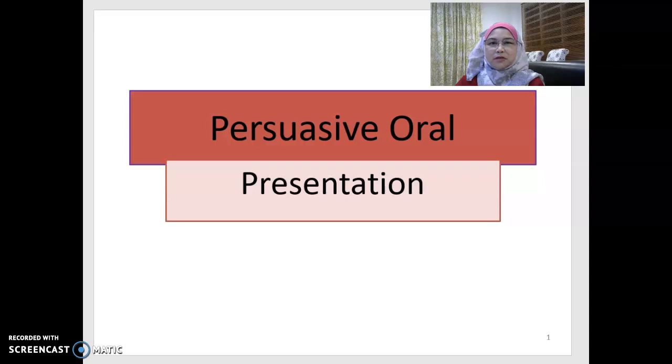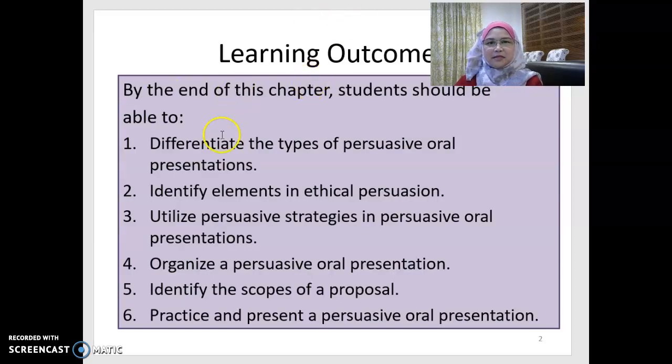So for today, we will be talking about persuasive oral presentation. And here are the learning outcomes. There will be a series of videos, not just one long video, but at least 3 short videos. By the end of this series of lectures, you'll be able to differentiate the types of persuasive oral presentations, identify elements in ethical persuasion, utilize persuasive strategies in persuasive oral presentations, organize a persuasive oral presentation, identify the scopes of a proposal, practice and present a persuasive oral presentation. So I hope you're all ready. Here we go.